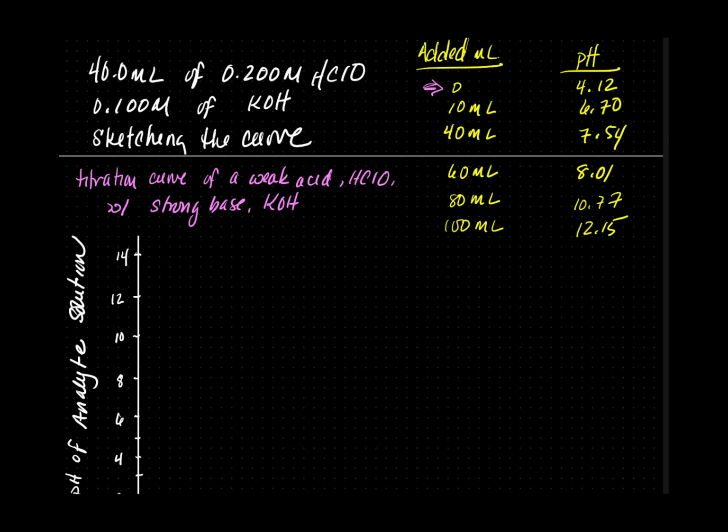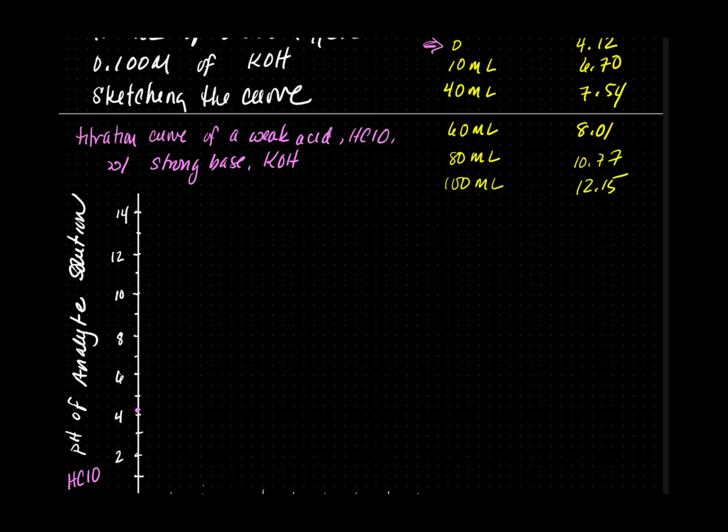Initially, when no base was added, my pH calculated was 4.12. When 10 ml of the base was added, the pH jumped to 6.7. When 40 ml was added, the pH jumped to 7.54. When 60 ml of the base was added, pH jumped to 8.01. When 80 ml of the base was added, pH jumped to 10.77. And when 100 ml was added, pH was 12.15.